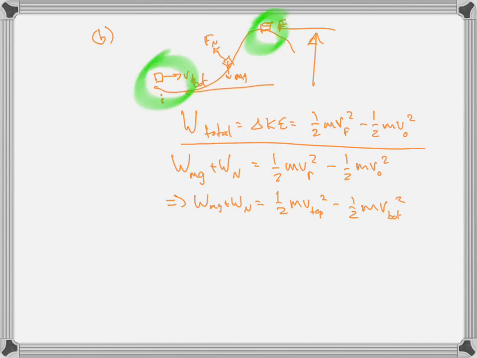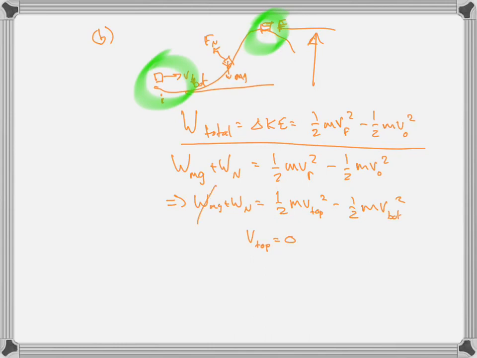But what is v top? If we want the biggest hill possible, then that just means v top equals 0. It just has to have a slightly higher than 0 velocity to get over that hill. If it's exactly 0, it's going to stop right at the top. It has to be a bit higher, and then it's going to go over. So we can just set v top equals 0 as our limit.